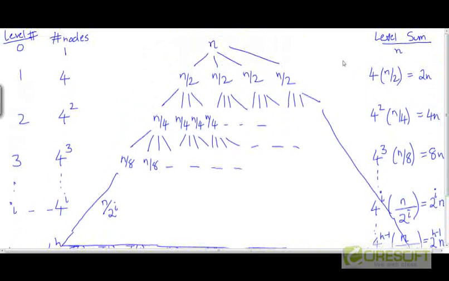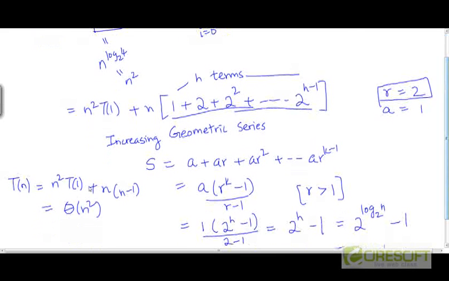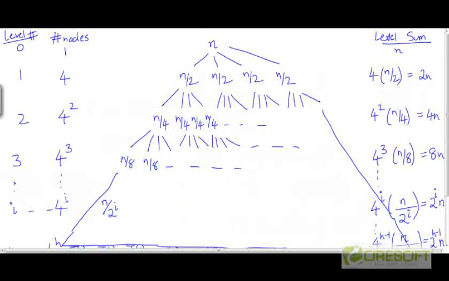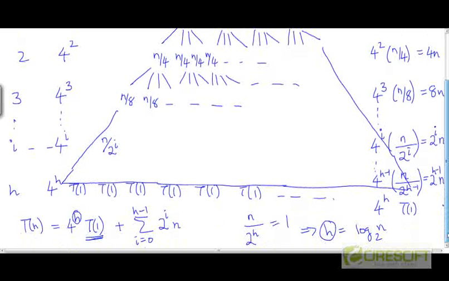Now, when the level sums geometrically increase down the tree, you can see that the overall asymptotic complexity of T of n is also the asymptotic complexity of the very last level sum, or the very last term in the geometric series. For example, let's look at the value of this term, 2 to the power h minus 1 multiplied by n.